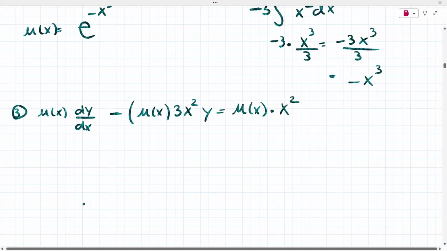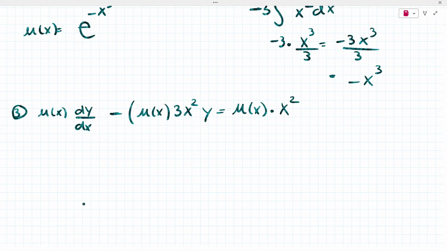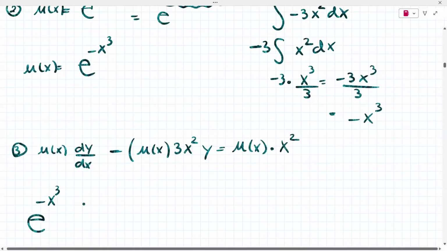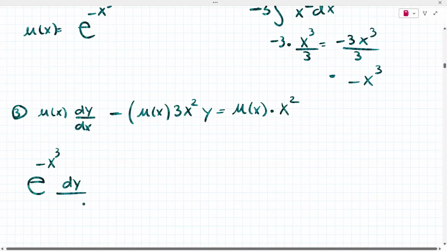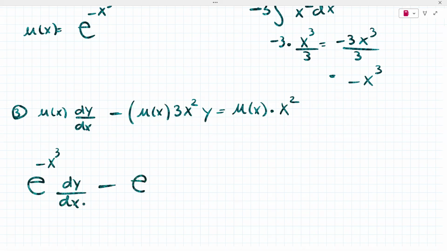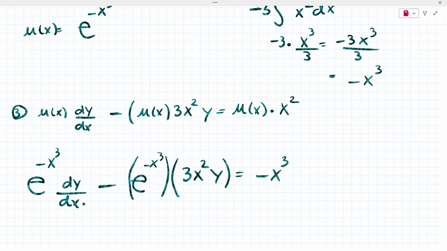So our mu is e to the negative x cubed. So it's going to be e to the negative x cubed dy dx minus mu, which is e to the negative x cubed, times 3x squared y equals mu, which is e to the negative x cubed, times x squared.